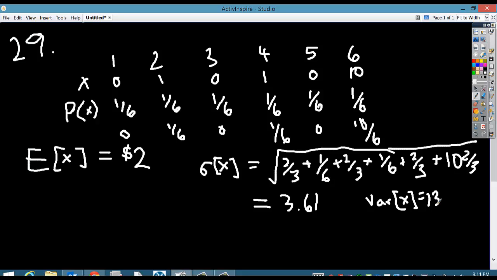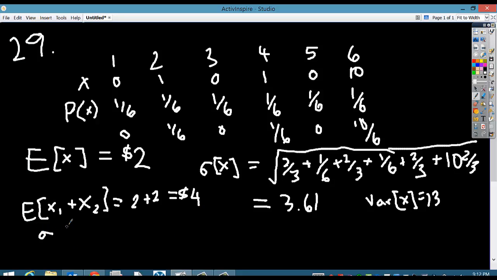Part B, you play twice, find the mean and the standard deviation of your total winnings. Well, now we can't just say 2X, right? We have to keep them separate. So let's say X sub 1 is the first time we play, X sub 2 is the second time we play. Now of course expected values add, so this is just going to be 2 plus 2. So we expect to win $4 from playing twice.